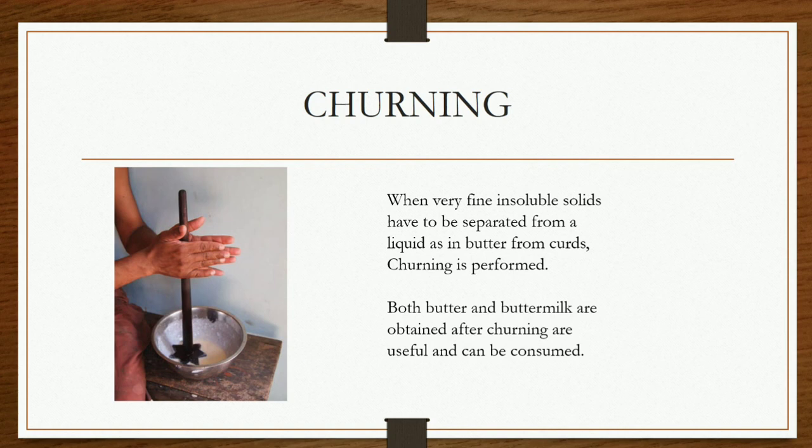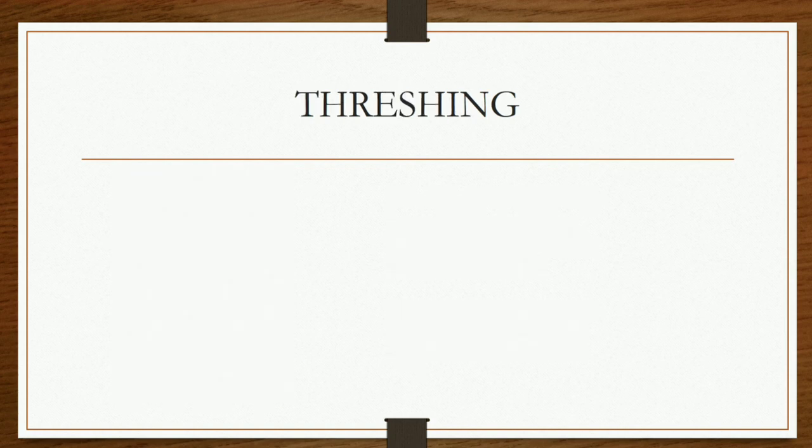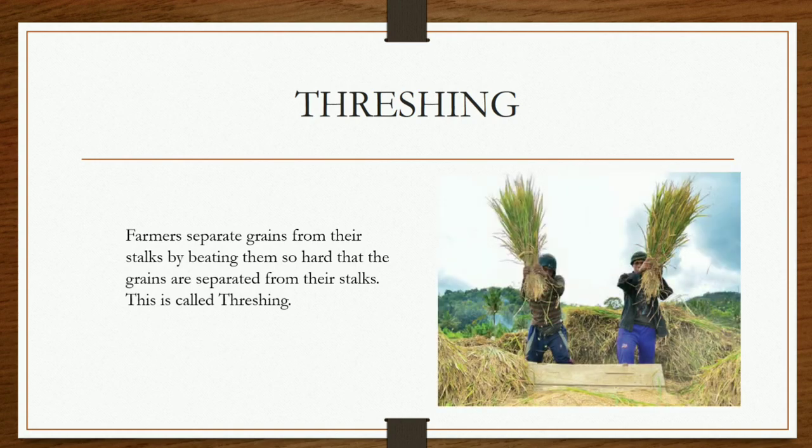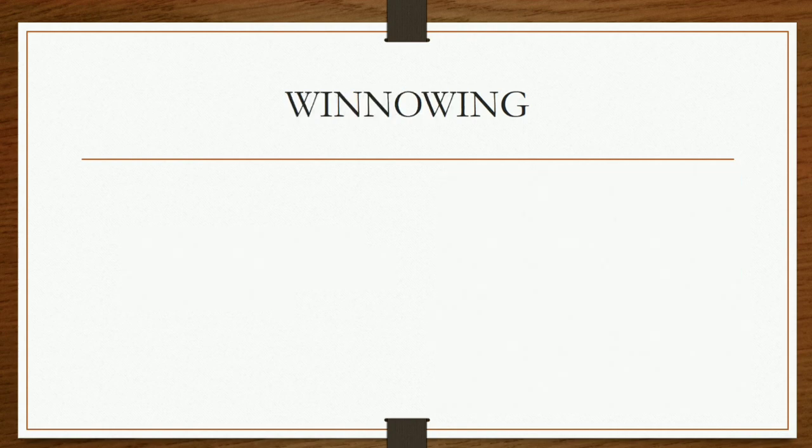The next separation method, threshing. This threshing technique is used by farmers. It can be done by beating the stalks hard on the ground so that the grains from the stalks will be separated. So for separating the grains from the stalk, they will be using a particular separation method called threshing.